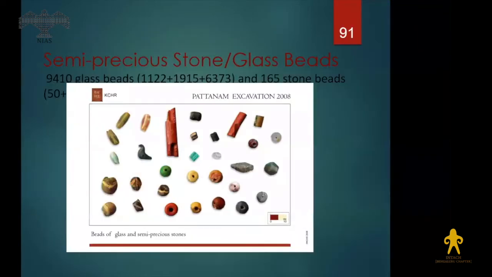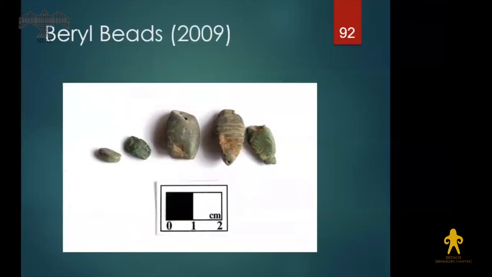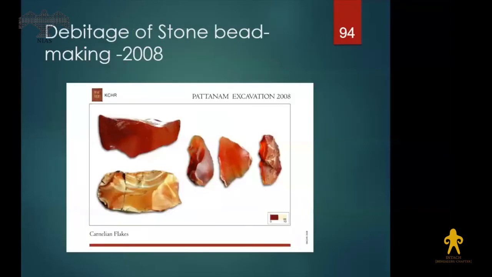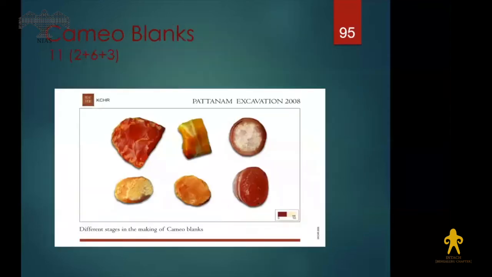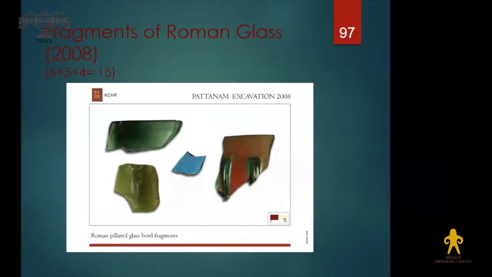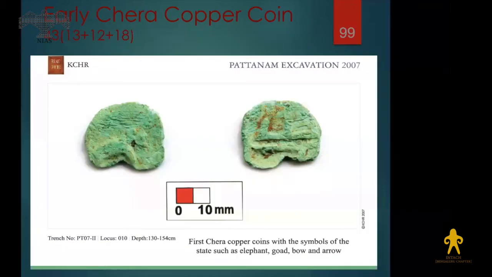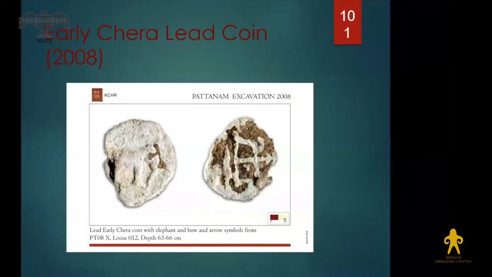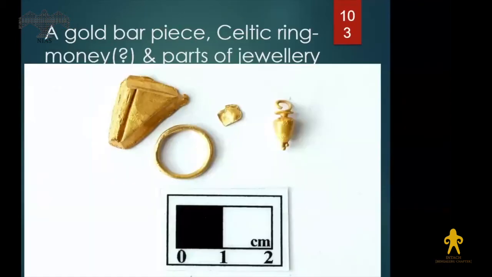Evidence for bead making, stone beads, glass beads, and their waste, and a lot of chips, cameo blanks, and Roman glass, and iron nails, Chera copper coins, and lead coins, and gold ornaments. Gold working also took place in all these centers. If you look at the literature, you get very clear evidence. Here you can see a gold ornament component in the shape of an amphora, very clearly suggesting that trade connectivity.